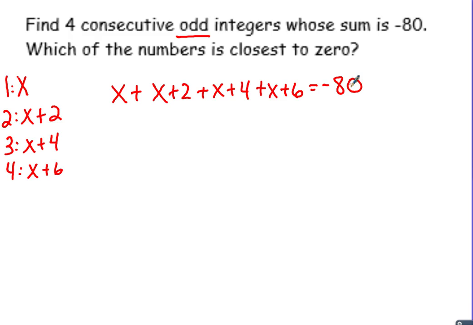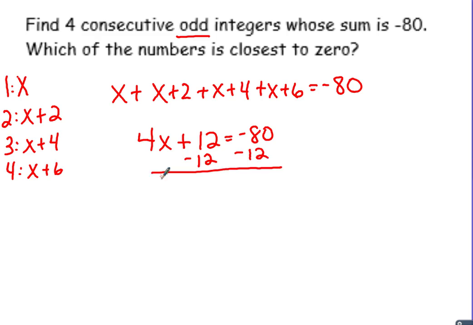Remember, you can still pause whenever you need to pause. Combining like terms, you get 4x plus 12 equals negative 80. Subtract 12. 4x equals negative 92. Divide by 4. X equals negative 23.